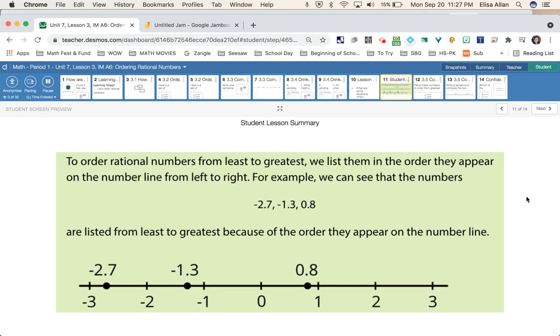Please take a moment to look at our summary of today's lesson on slide 11. You'll notice here that we are looking at how we can help to order rational numbers and how they would appear when we are ordering them on a number line.